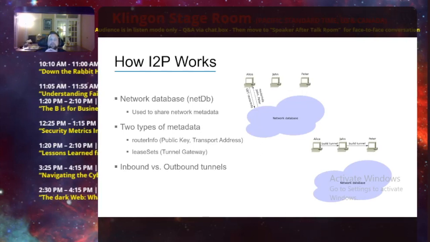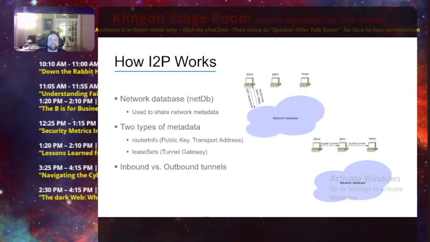Last critical piece of info to understand about I2P is something called its network database. This is a pair of algorithms that are used to share network metadata. That metadata consists of two things: the router information, or router info, and lease sets. The router info is going to give routers the data needed for contacting a particular router, like the public keys, transport or IP address. The lease set is going to give routers the information needed for contacting a particular type of server or destination, like a web server or an IRC channel.